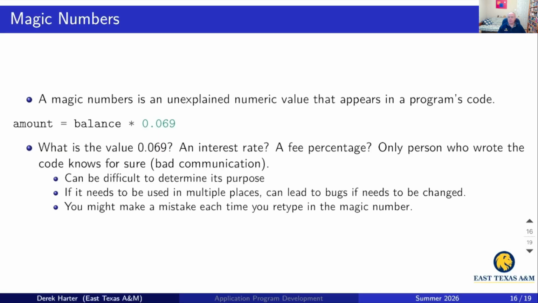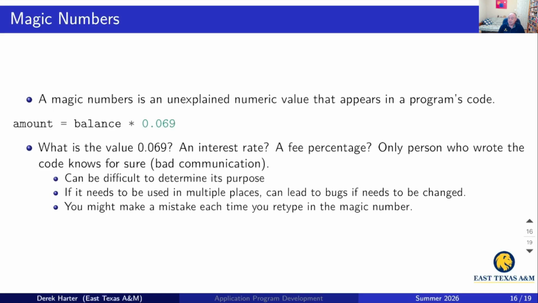So one final thing in this video: our textbook, at the very end of chapter 2, mentions magic numbers and named constants. We talked about variables and also a little bit about named constants. Magic numbers are things like this: unexplained numeric values that appear in a calculation. Right, so what is 0.069? Interest rate, percentage, who knows?